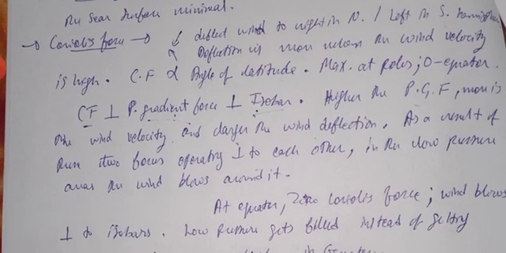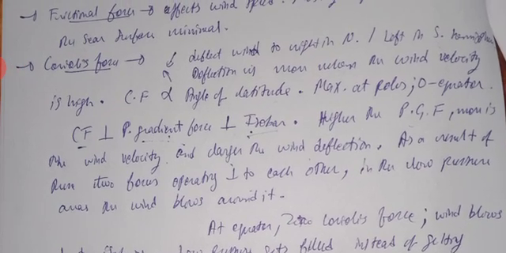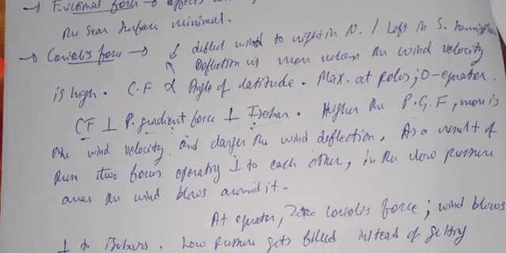Coriolis force. Coriolis force deflects wind to the right in the northern hemisphere and to the left in the southern hemisphere. The deflection is more when the wind velocity is high. Coriolis force is directly proportional to the angle of latitude. That is, the more the angle of latitude, the more the Coriolis force.